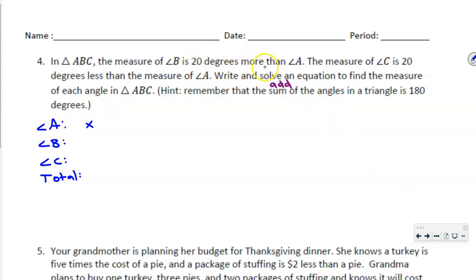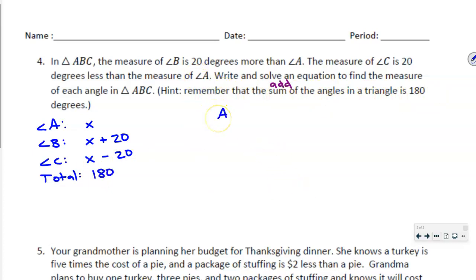B is 20 degrees more than the angle A. So I will show 20 degrees more by x plus 20. The measure of angle C is 20 degrees less than the measure of angle A. That is going to be represented with x minus 20. And again, when I add up all of the angles in the triangle, I get a total of 180 degrees.